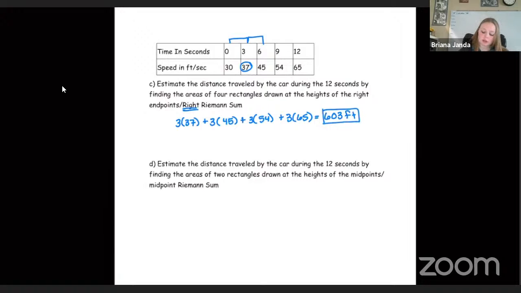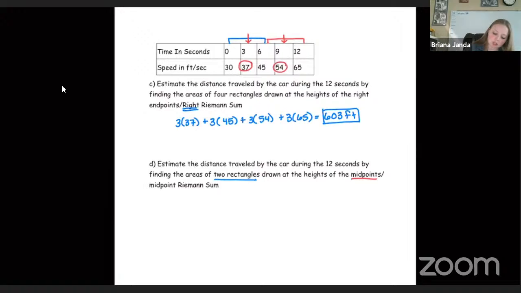And the last one, so now it's changing to 2 rectangles. So if we have only 2 rectangles, from 0 to 12, if I break it into only 2 rectangles, we'd have a rectangle that goes from 0 to 6, and then we'd have another rectangle that goes from 6 to 12, just 2 rectangles. And it says they use the height of the midpoints. So our midpoints are going to be the value that falls right in the middle of the endpoints, my endpoints being 0 to 6. My midpoint would be 3, so the heights we would use on this would be the 37 and the 54.